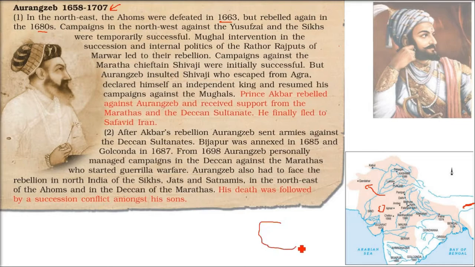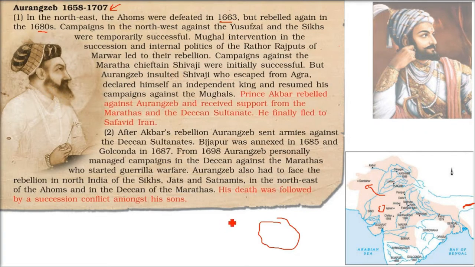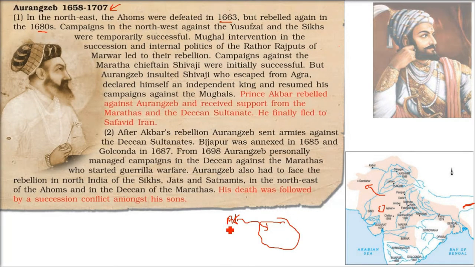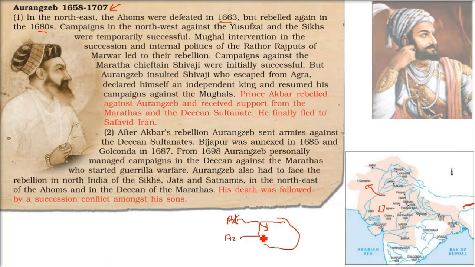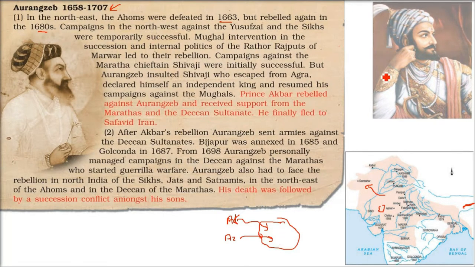But the internal politics, the idea of succession, has changed everything. The Rathore Rajputs of Marwar also rebelled. The problem was that when Akbar was there, whenever he defeated an opponent, he treated them respectfully. But Aurangzeb, whenever he defeated people, insulted them, and would not give autonomy or land later. He would not just take land.